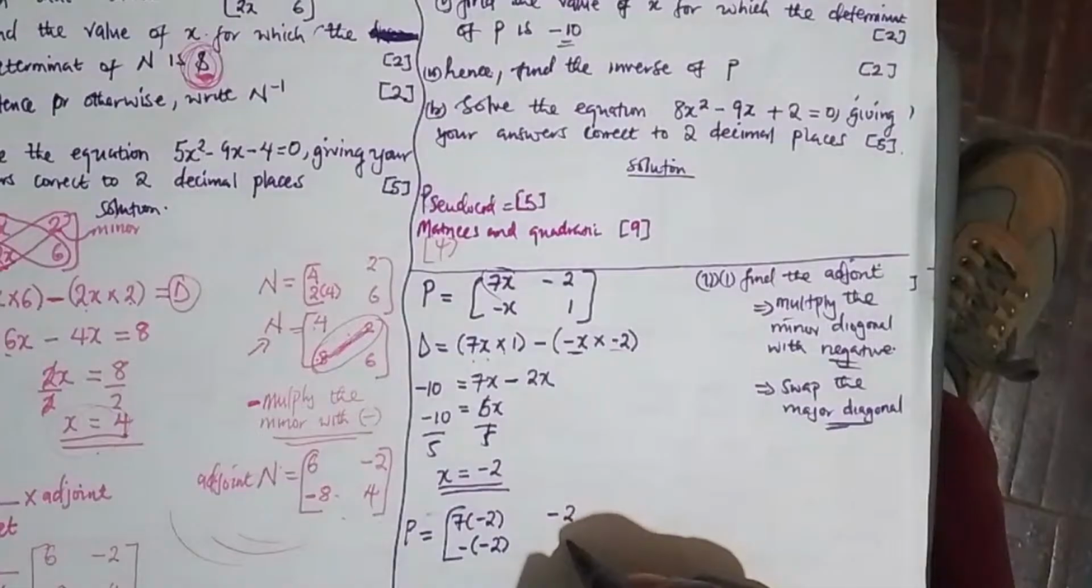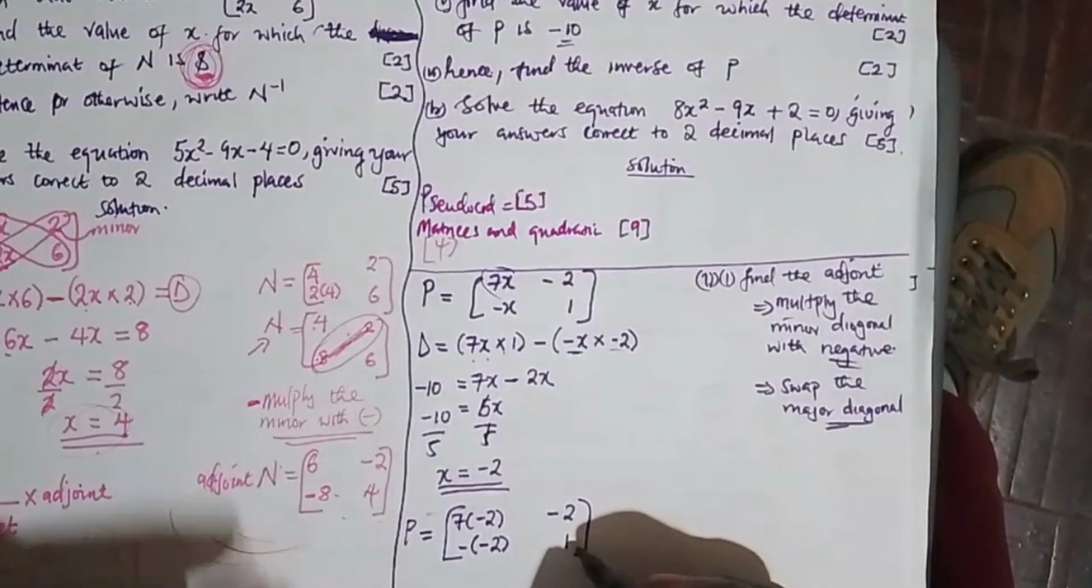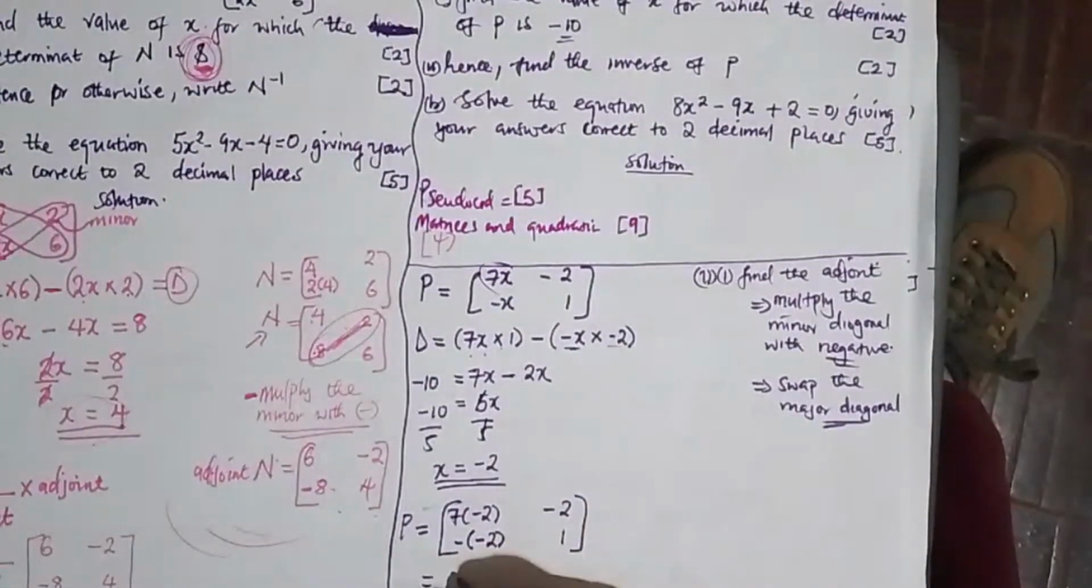Next is 1. So here you are going to multiply, which is a simple step. 7 times negative 2, we have negative 14. Negative times negative, we have positive 2. Here we have negative 2. Here we have 1.